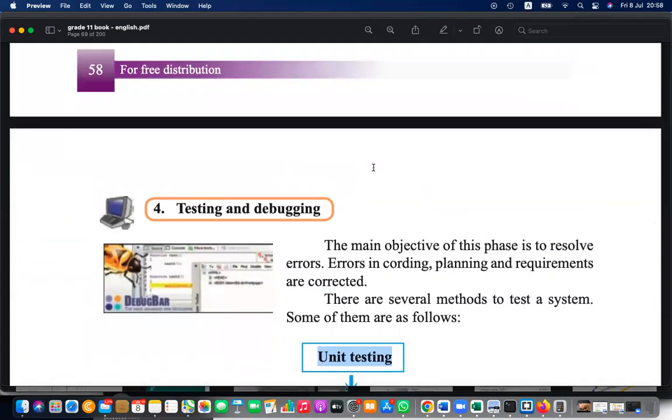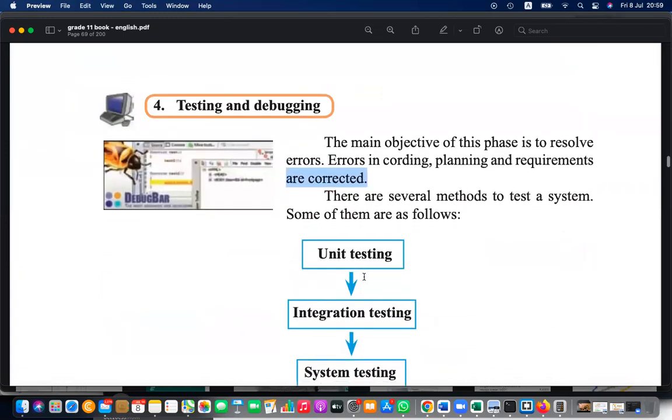Example: you are making a computer. First, you have to test the monitor, the keyboard, the mouse, the printer. You have to check the system unit and power unit. Likewise, unit by unit, you have to test. That is called unit testing. Simple. This is where coding errors, requirement errors and planning errors are identified.